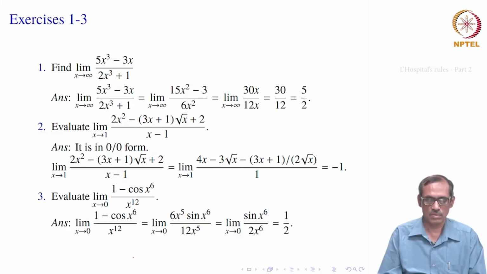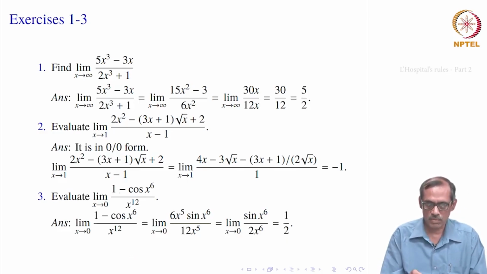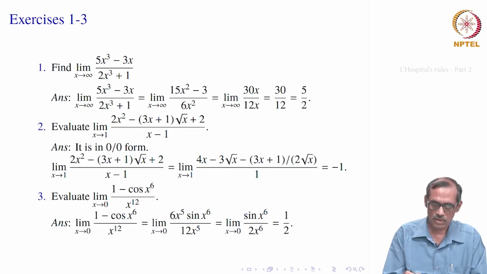Okay. So, let us go to next problem. Here we want to find the limit of (1 minus cosine of x to the power 6) divided by x to the power 12. So, when x goes to 0, x to the power 6 goes to 0. So, cosine of 0 goes to 1, and down it is x to the power 12, that also goes to 0. So, it is in 0 by 0 form.